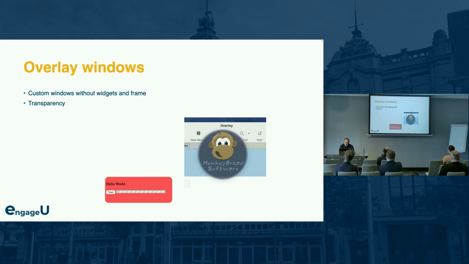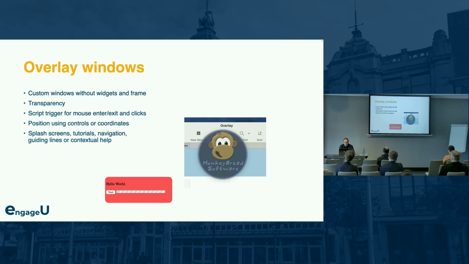You can make a window on the screen. You can have transparency. You get script triggers if the mouse is moved in, if someone clicks on it, so you can decide what to do. You can make a button bar this way, for example. You can position it near FileMaker windows or controls, so you can say, click here with a red arrow next to the button, for example.